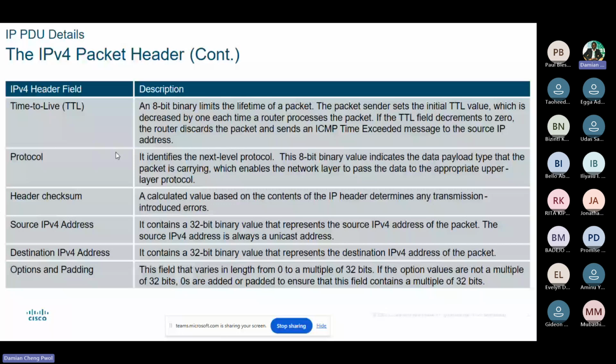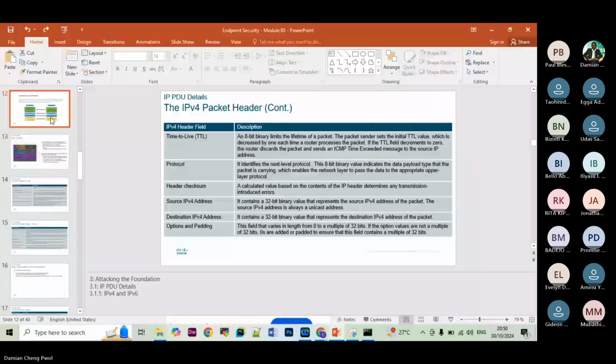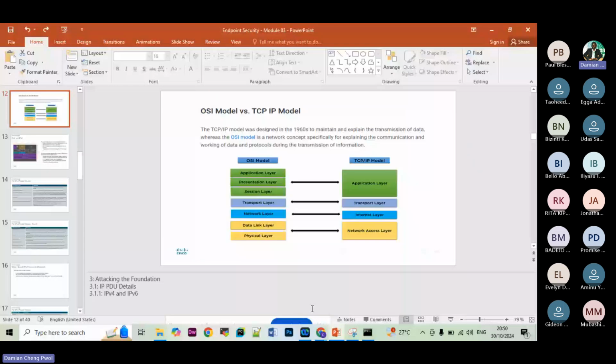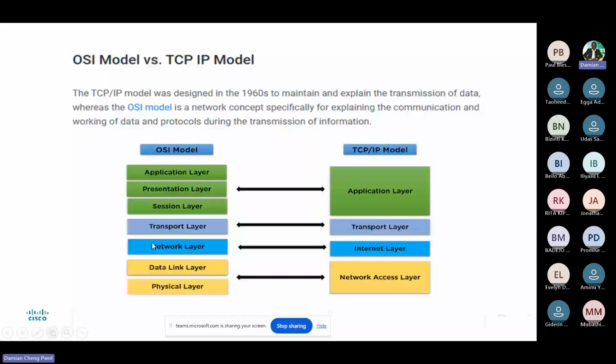Protocol identifies the next level protocol. These 8-bit binary values indicate the data payload type that the packet is carrying, which enables the network layer to pass the data to the appropriate upper layer protocol. What we mean is that, let's go back to this again. This is our network layer, where all this discussion is at this level now. There's a protocol attached to it, information about the protocol.